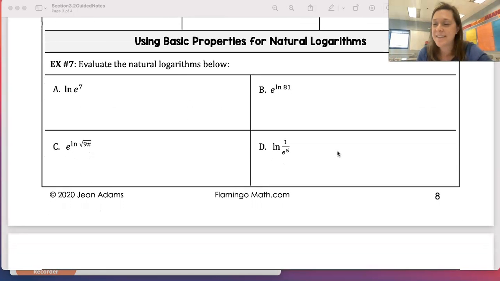All right, example number 7. We've got the natural log of e to the 7. So again, your natural log and e cancel out and you're just left with 7.